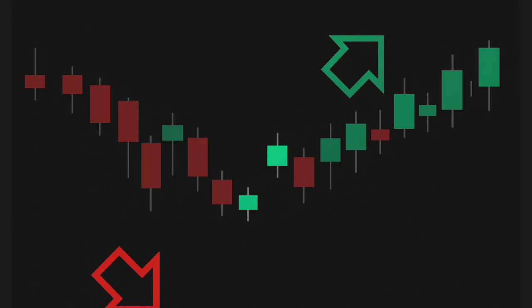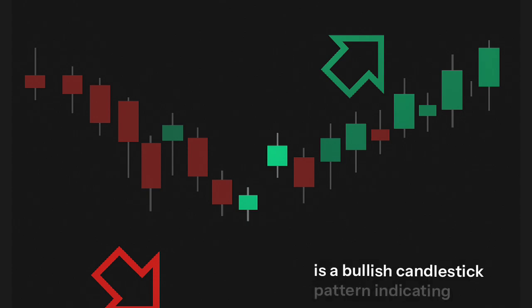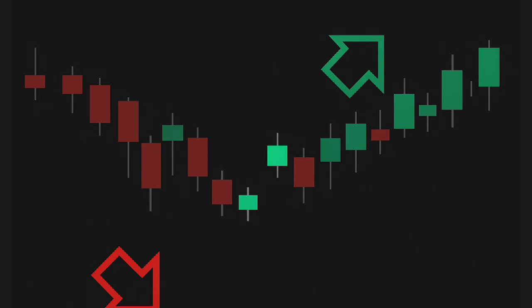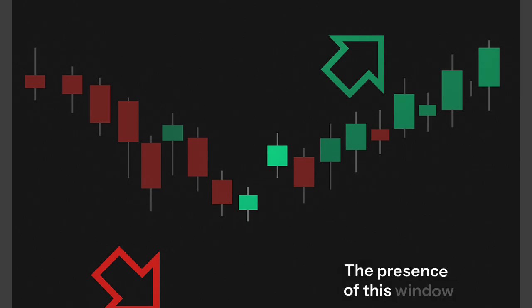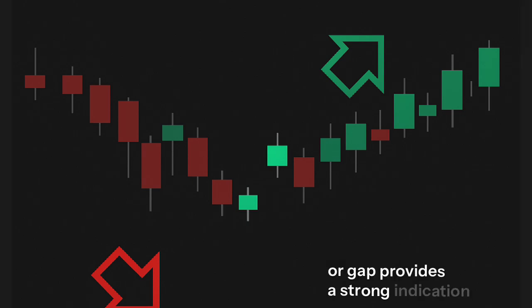Rising window gap. The rising window, commonly known in Western technical analysis as the gap up, is a bullish candlestick pattern indicating a potential continuation of the current uptrend. This pattern is characterized by a gap between the high of one session and the low of the following session, with no overlap in prices. The presence of this window or gap provides a strong indication of bullish sentiment in the market.